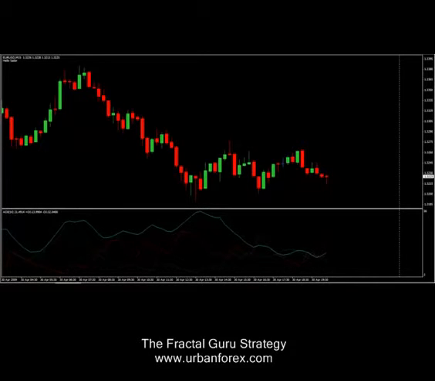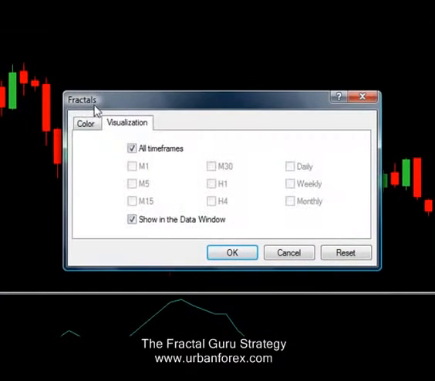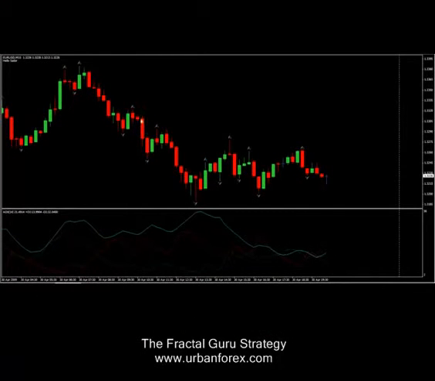I'm going to also click Insert, Indicators, go down to Bill Williams, and you'll see Fractals. And I'm going to click that. Everything's all at default levels. Click OK. And you'll see your fractals show up. Okay, how the strategy works.